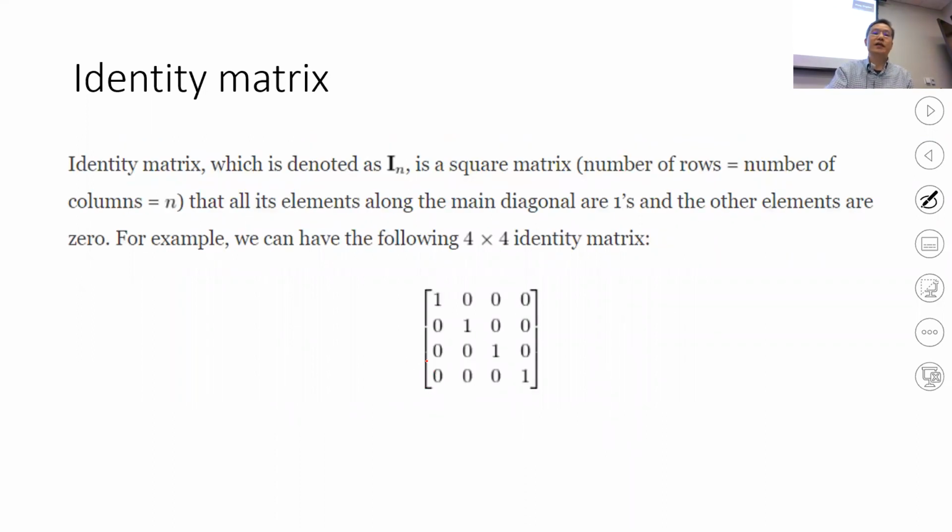Identity matrix has all the off-diagonal elements equal to 0 and only the diagonal line elements are ones. Okay, this in this case is a 4 by 4 identity matrix, or you can have an n by n square identity matrix.